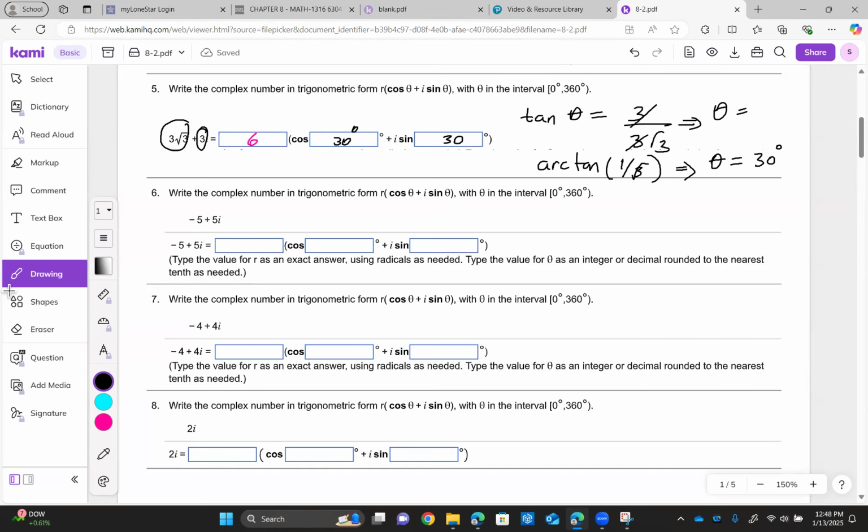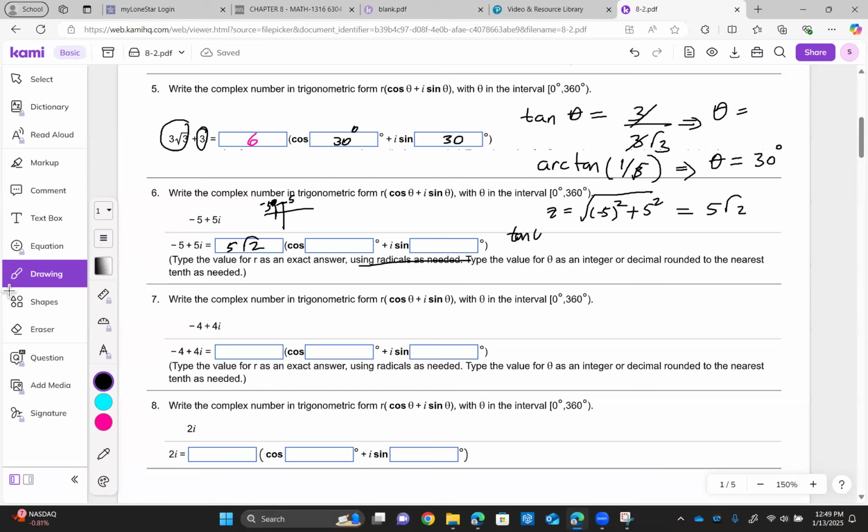For example, here I know that I have a -5, and then I have a positive 5. So the angle I have to give them must be in quadrant 2. First of all, we're going to find the z value by using -5 squared plus 5 squared and taking the square root. This will be just 5 radical 2, so I will need the 5 radical 2 here. And then they want the radical, so this is 2.